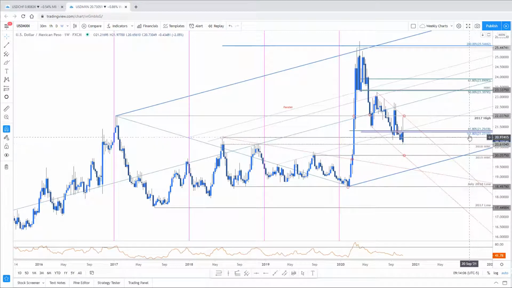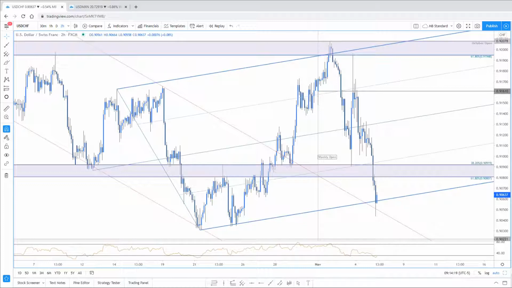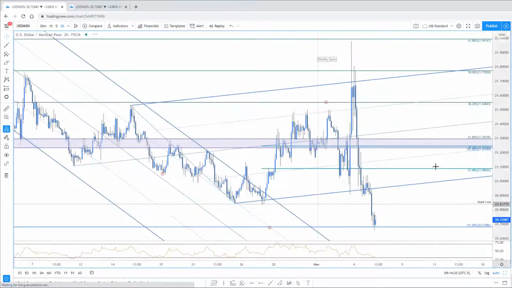Essentially, you're looking lower below 21.29. And if we break, there's a lot of room, right? So that's the weekly chart for peso. Here's dollar peso on the daily chart.